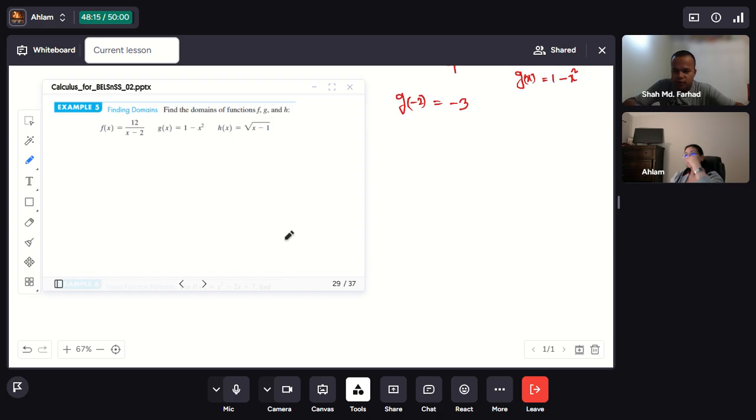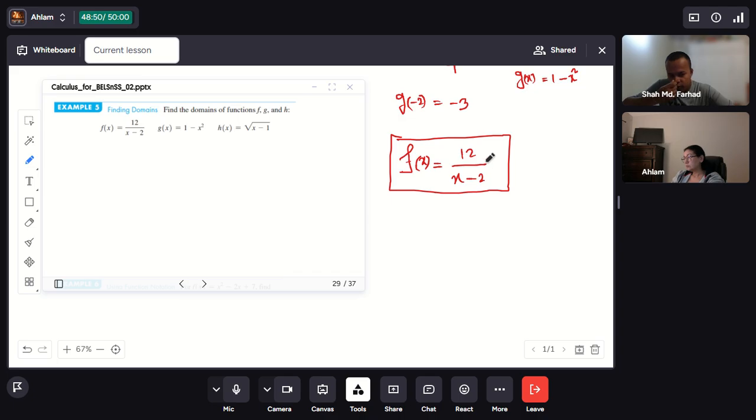Here is example 5, that is finding domains. Now I need to discuss this. How can we find the domain of a function? Here we are given f of x equals 12 over x minus 2. Since this type of function is called a rational function, we have a denominator and we have a numerator.